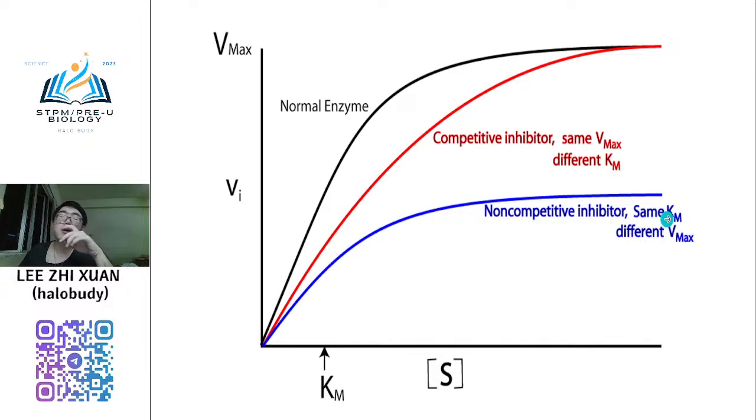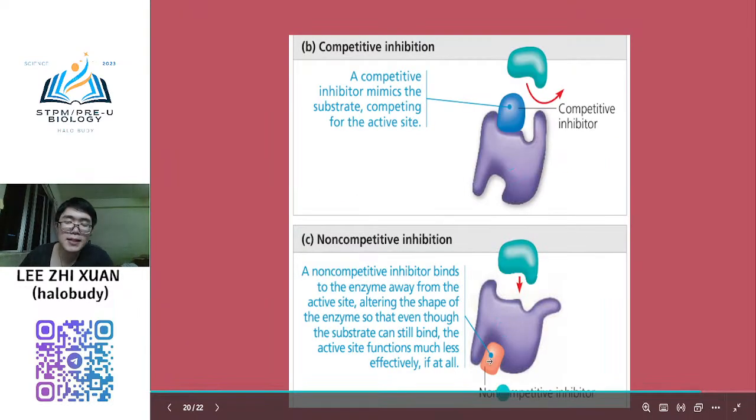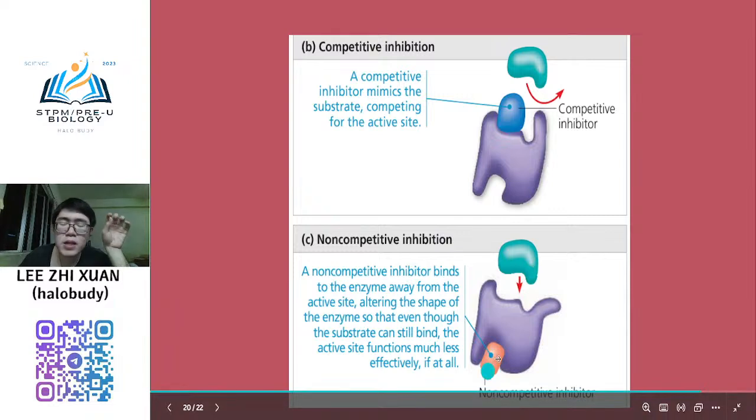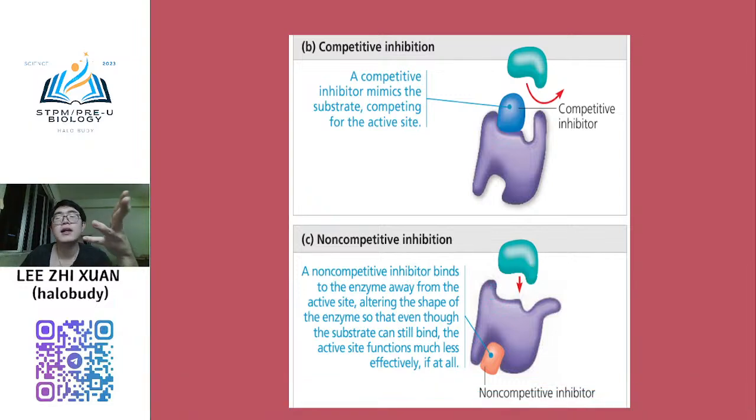Why? Because the non-competitive inhibitor binds to the allosteric site, which is not the active site. They bind here, so it has already changed the shape. When the enzyme has already changed shape, it cannot be used anymore. Because even if this non-competitive inhibitor is released from the enzyme, the shape of the enzyme is already fixed. It cannot change back to the original one.